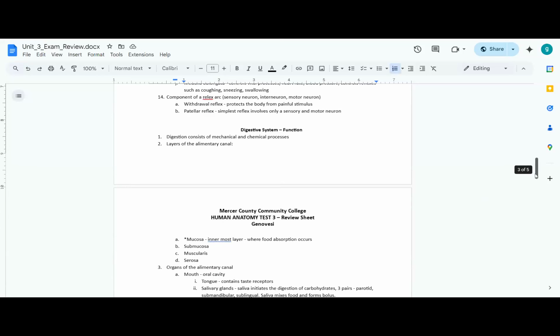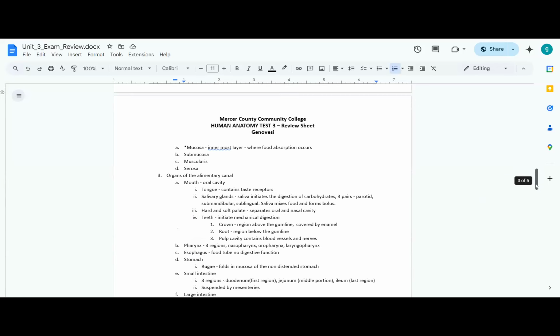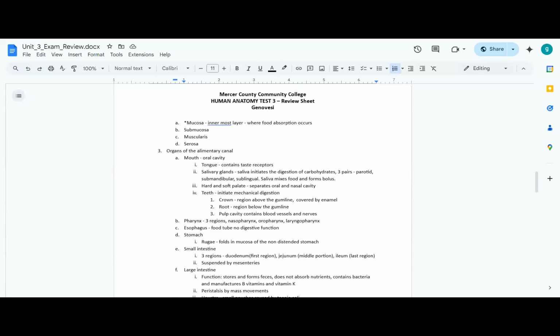Okay, the digestive system, right? So digestion consists of two processes, mechanical and chemical. The layers of the alimentary canal, we're just going to focus on the mucosa. That's a hint. Innermost layer, that's where the food absorption occurs. Moving outward from that, you'd have submucosa, muscularis, serosa.